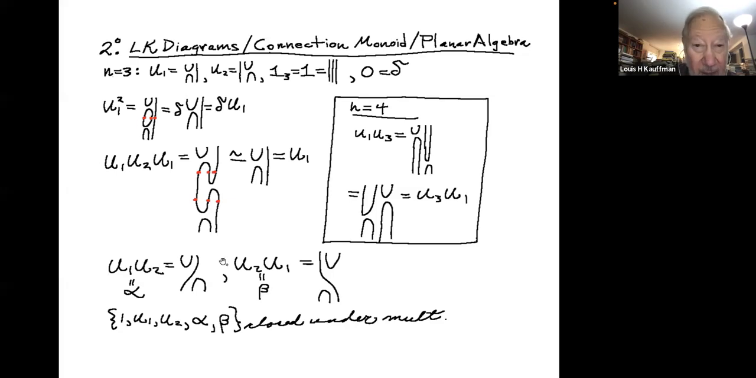You have U1, you have U2, you have the identity, and you have alpha, and you have beta, and then if you care to try multiplying them together, you'll see it's closed up to the scalar, of course.